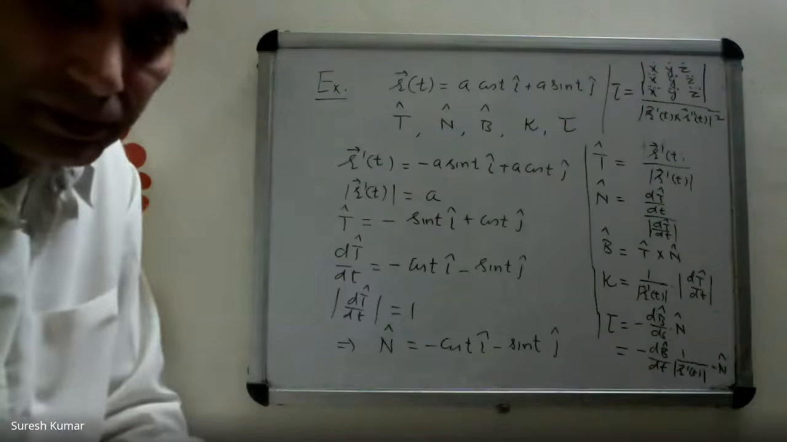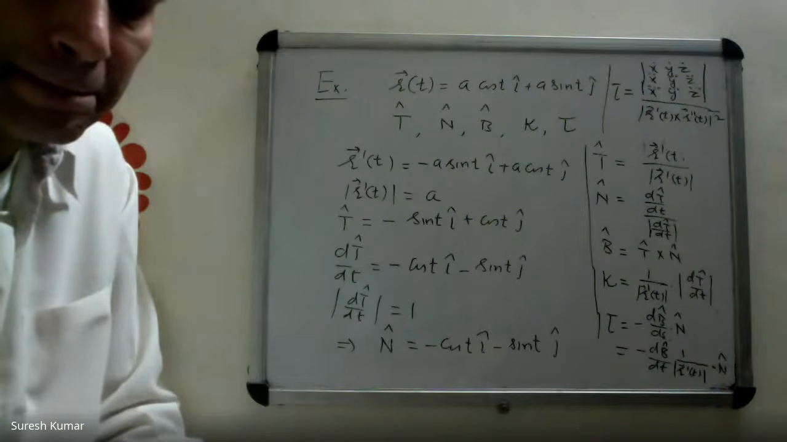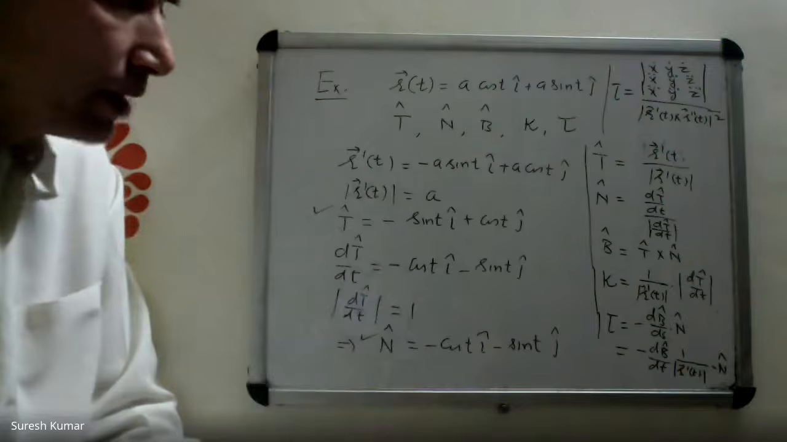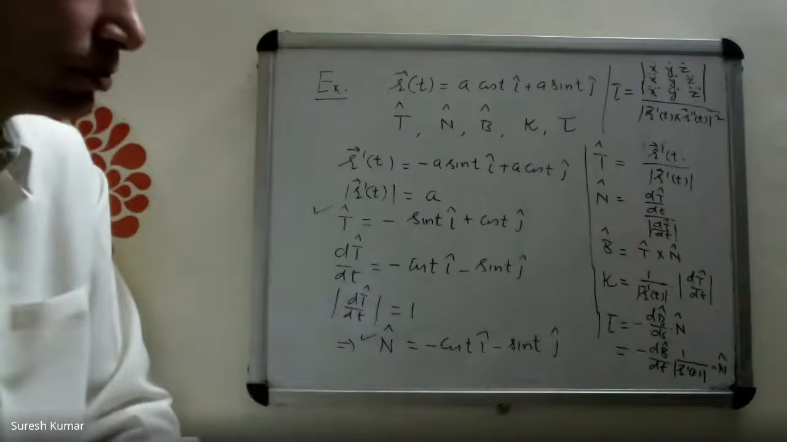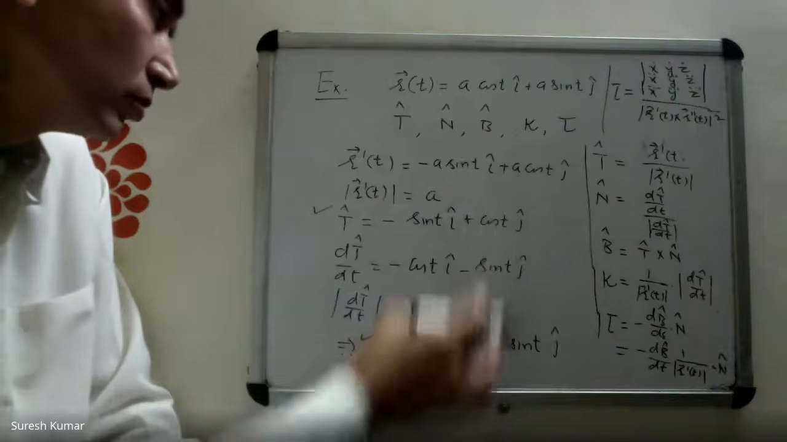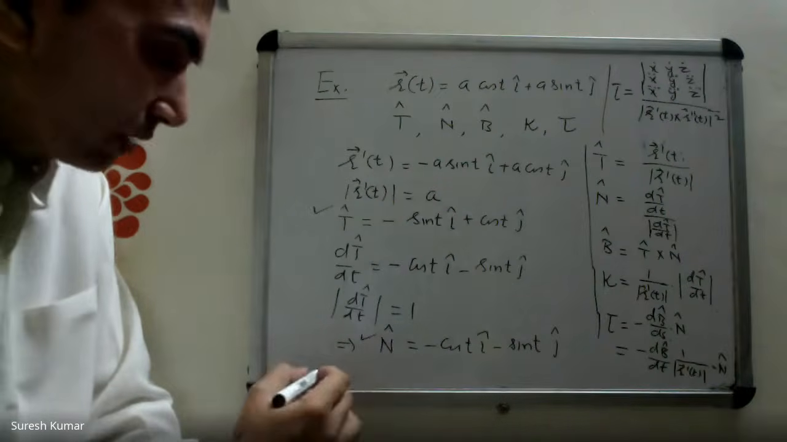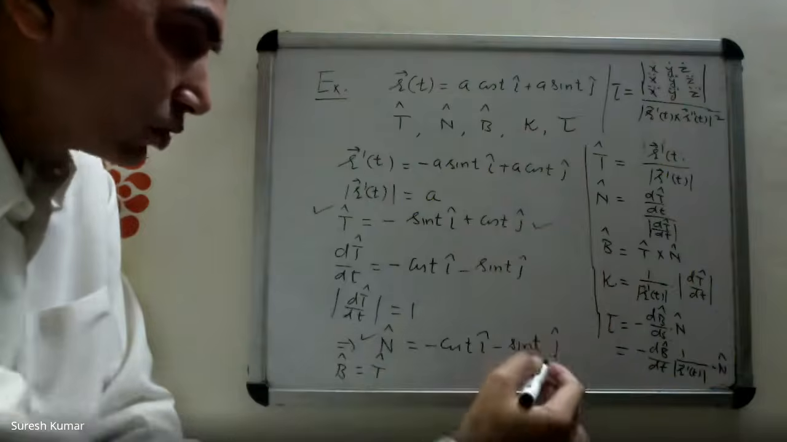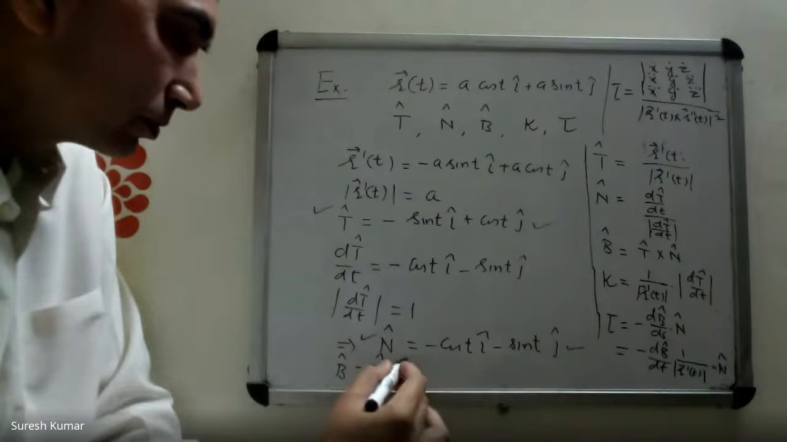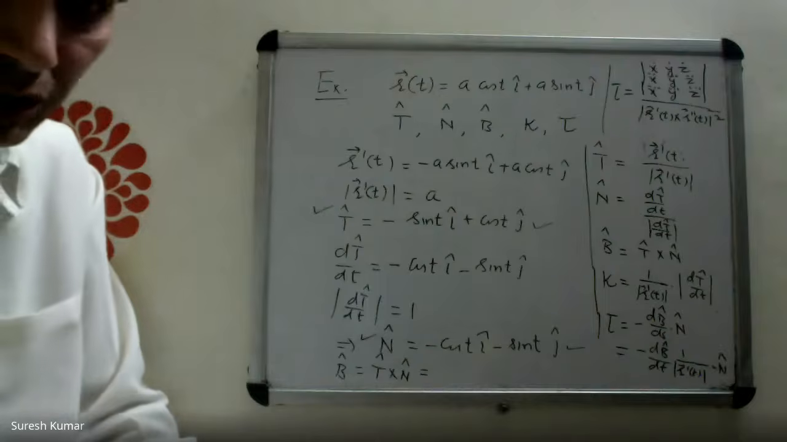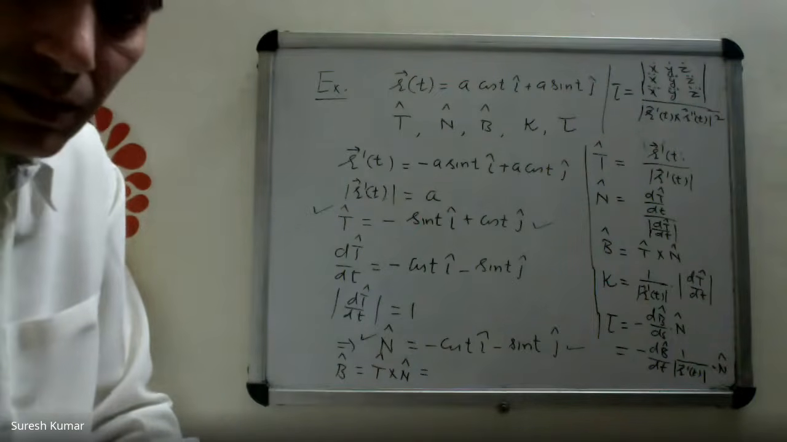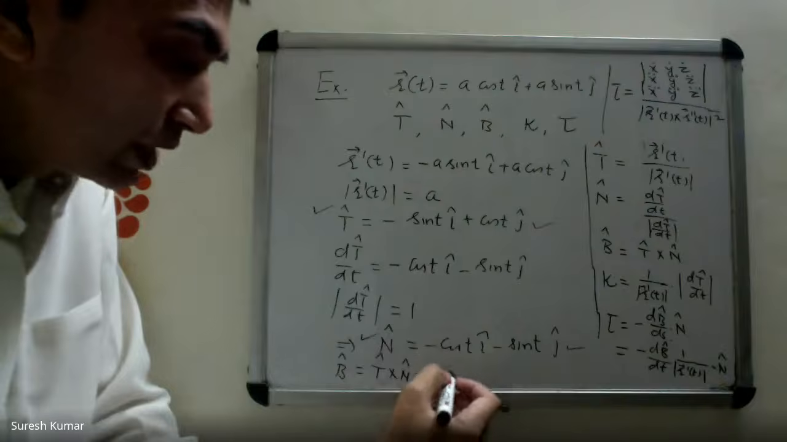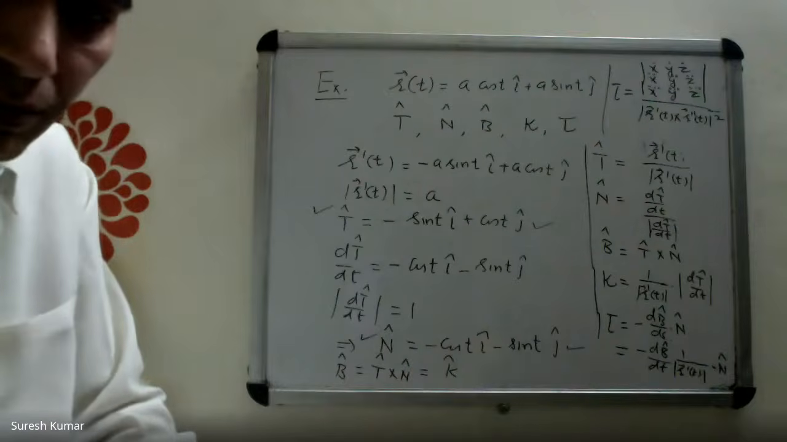Right? So you have found T cap, you have found n cap. Now it is the turn of finding B cap. Cross product of these two. Can you calculate the cross product, T cap cross n cap, and tell me what it is? I will not do this calculation. Do you get k cap? Yes or no?